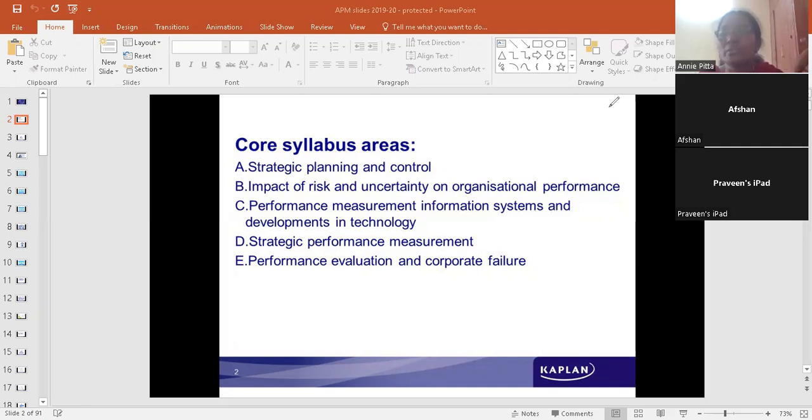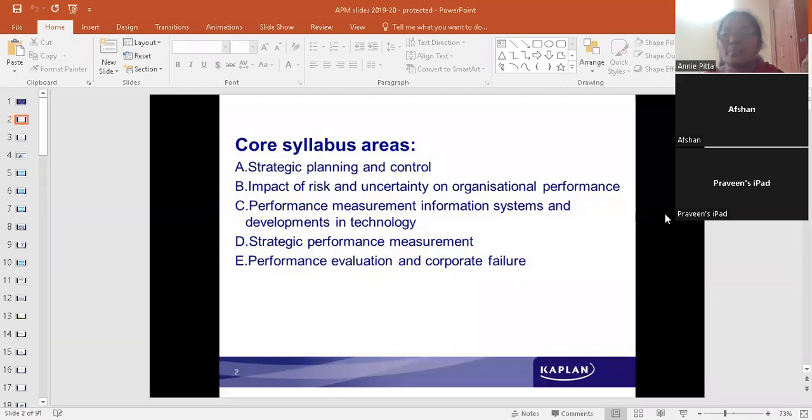Topics may not flow in the same pattern. Something related to corporate failure can be done before strategic performance measurement or something like that. But overall, we see that there are 5 sections. According to Kaplan, the syllabus is spread over 14 chapters. Okay.